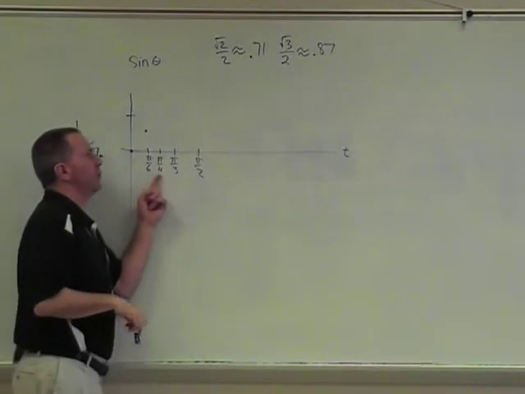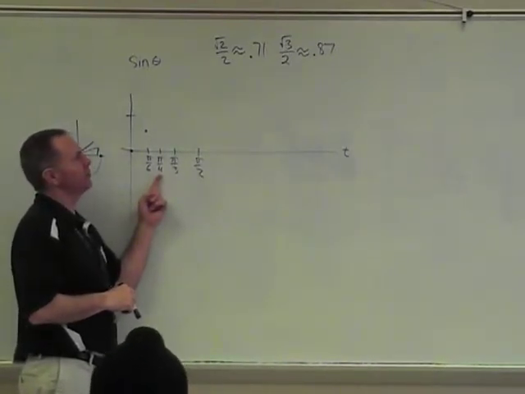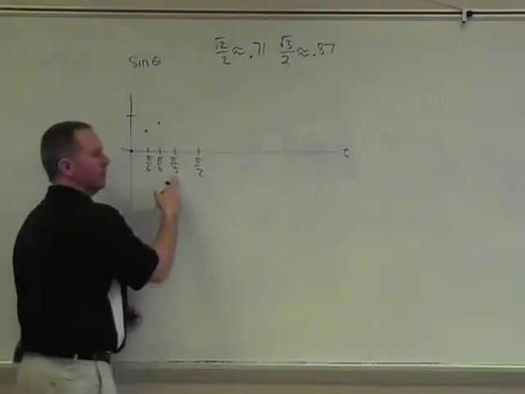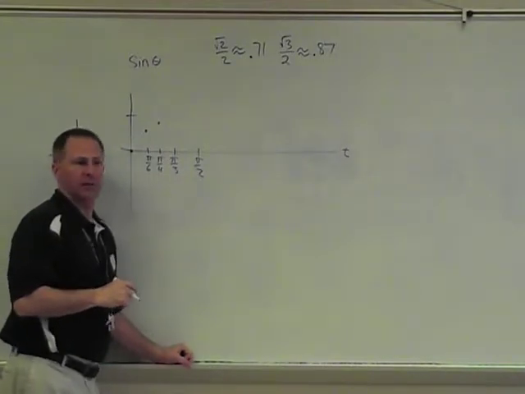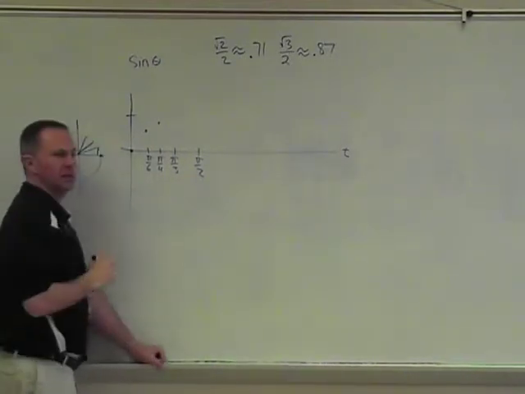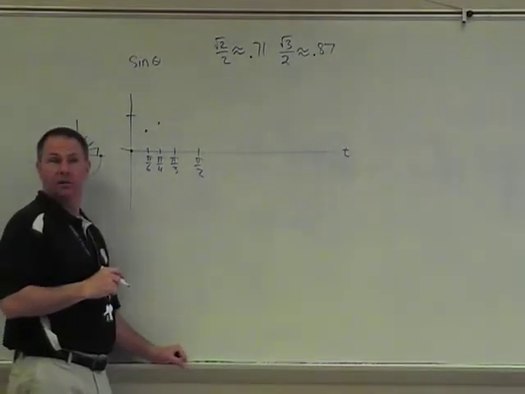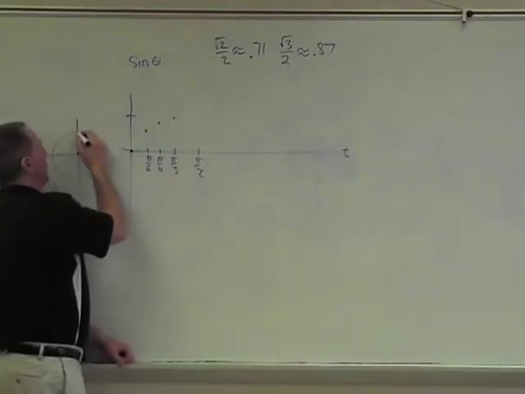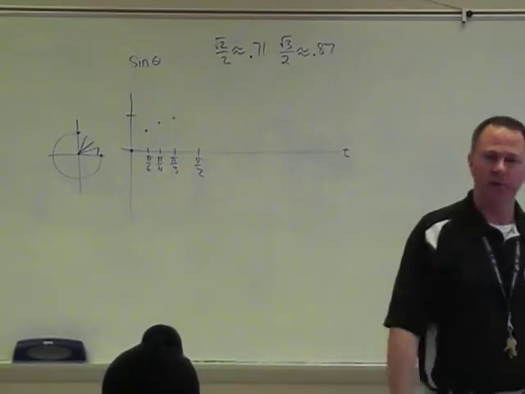So again, at pi over 4, you said the sine of pi over 4 is square root 2 over 2, which is 0.71. So now we go up a little bit higher. And the sine value at pi over 3. What's the y value at 60 degrees? What is that? Square root of 3 over 2. Square root 3 over 2, which is 0.87. And then at pi over 2, everybody, what is the y value? Positive 1.